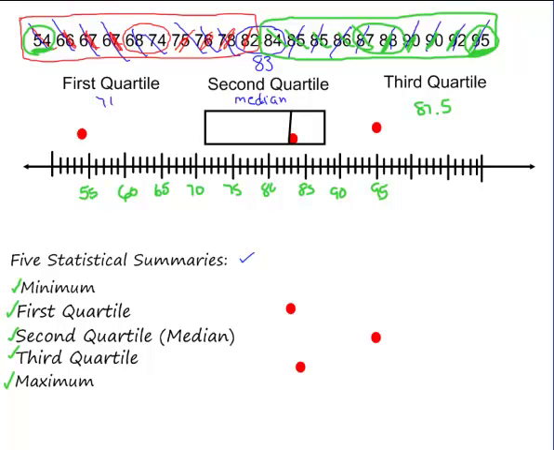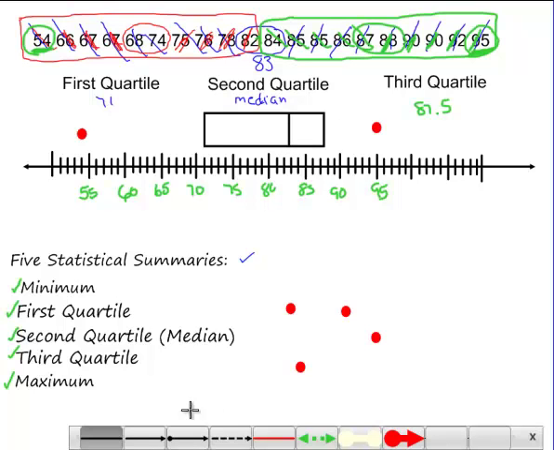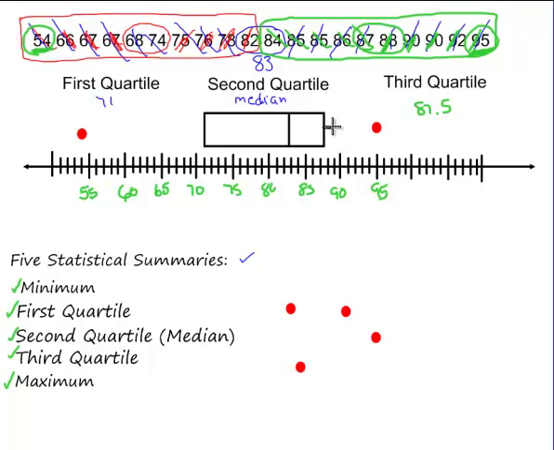Now, you don't have to draw those other dots first. It's getting annoying. Alright, let's line this back up. 71 to 87.5. This one's going to go at 83. And there's your box. And then you have your whiskers. And your whiskers connect your box to your maximum and your box to your minimum.